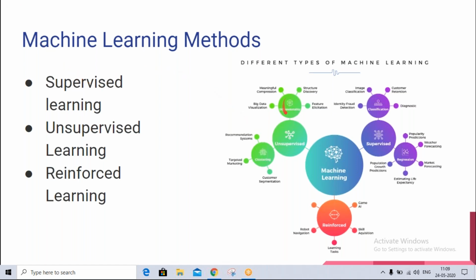Then there is unsupervised learning, which involves a lot of advanced functionalities: big data visualization and meaningful compression, then structure discovery and feature elicitation. These are some of the advanced functionalities that can be achieved with the help of unsupervised learning techniques.